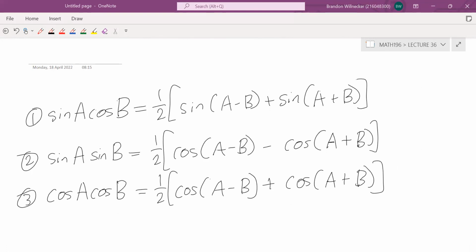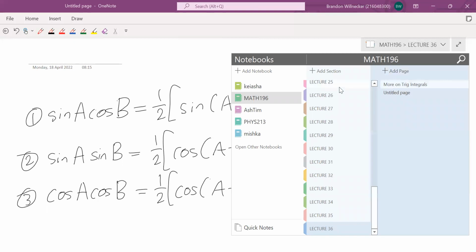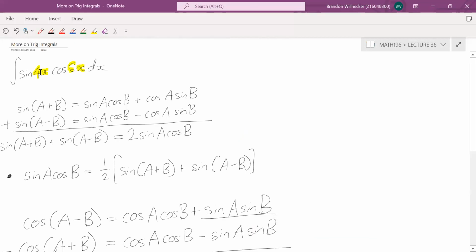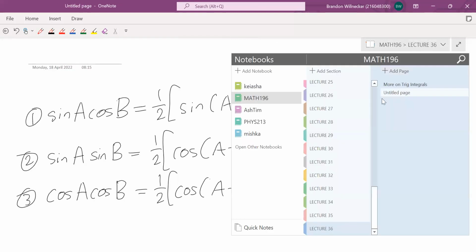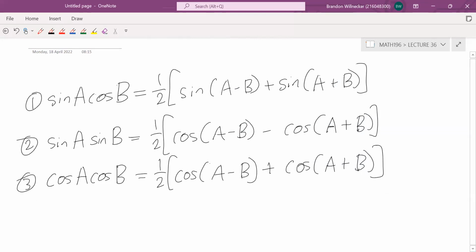So if you have something like sine 4x cos 5x, that's a sine term times a cos term, so you would use case 1. If both terms are sine, you would use case 2. If both terms are cos, you would use case 3. So that's a little summary of the three things that you need to know. Let's take a look at this example we had at the beginning. So we had sine 4x cos 5x. So we said that was case 1. Let's try and solve that.